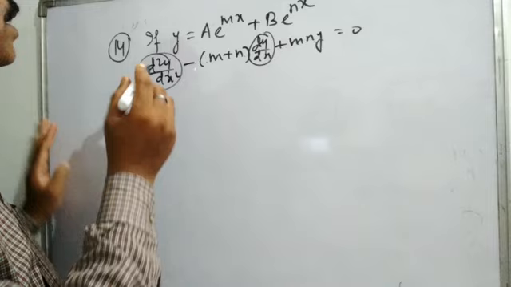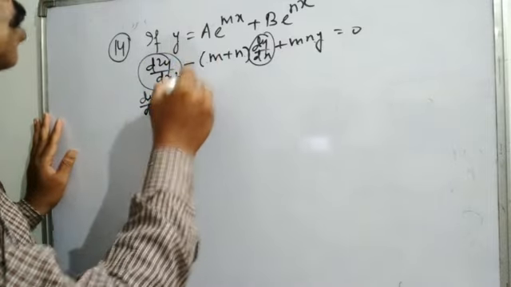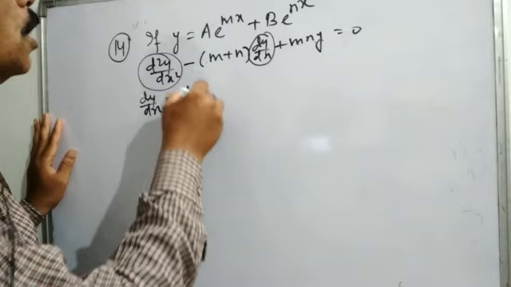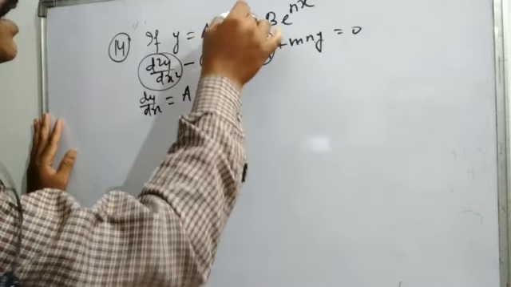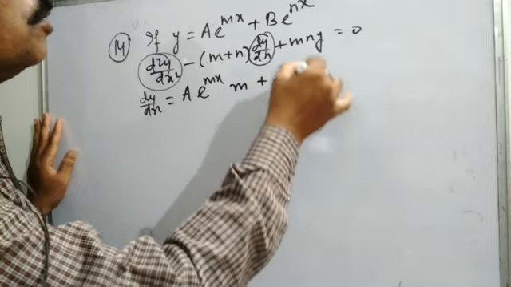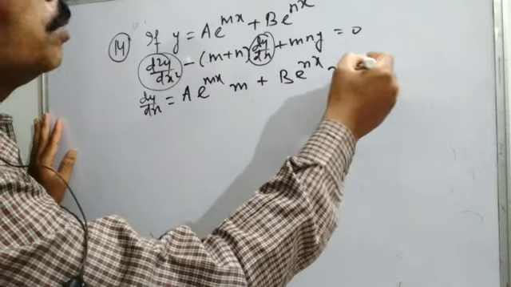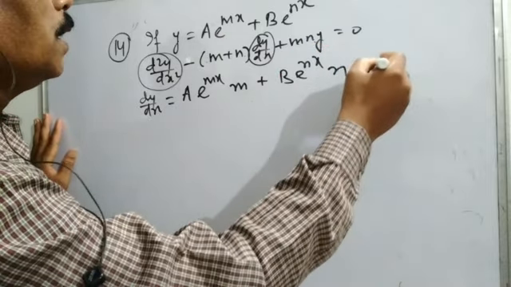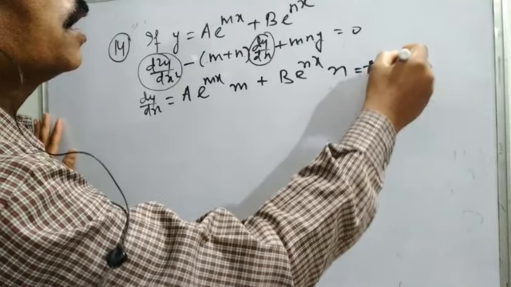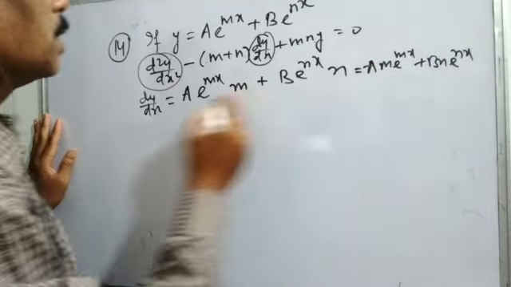So now I'll find at first dy by dx. It will be a e to the power mx, then the derivative of mx will be m. Similarly, b e to the power nx, and the derivative of nx will be n. So it will be a m e to the power mx plus b n e to the power nx.